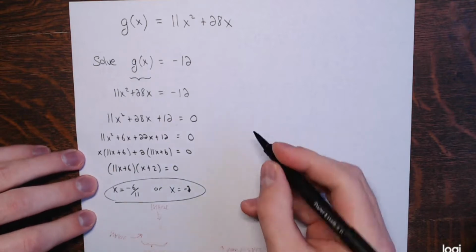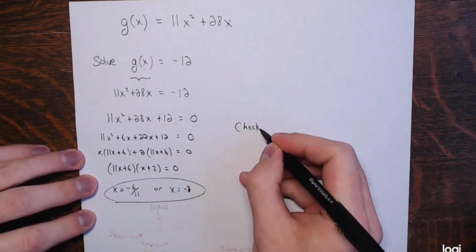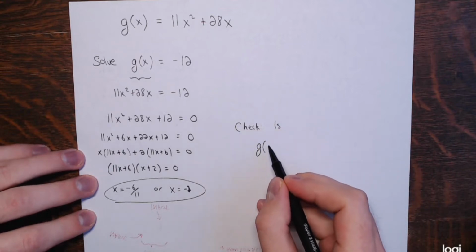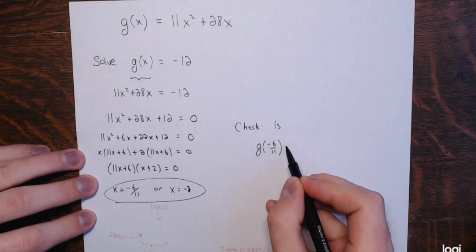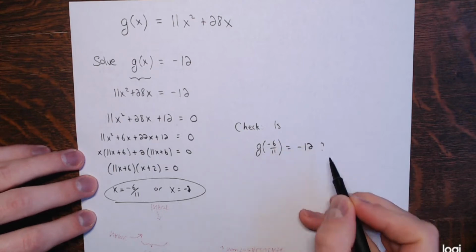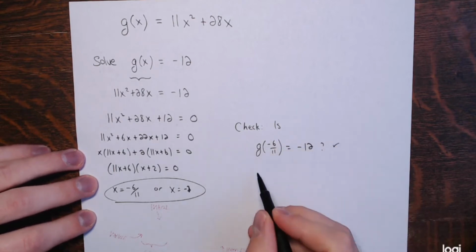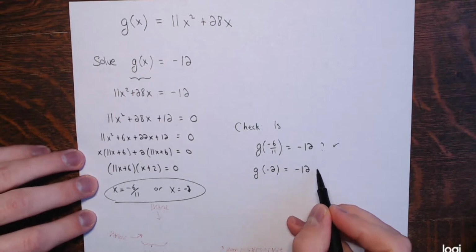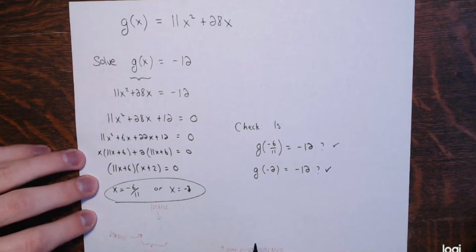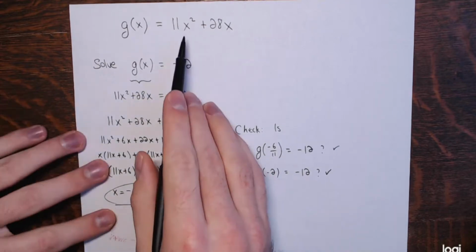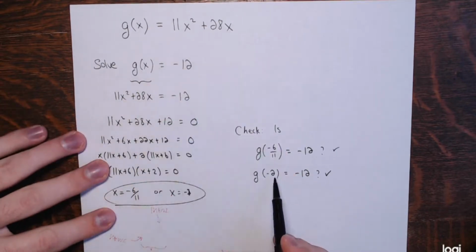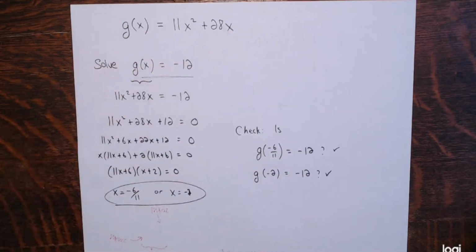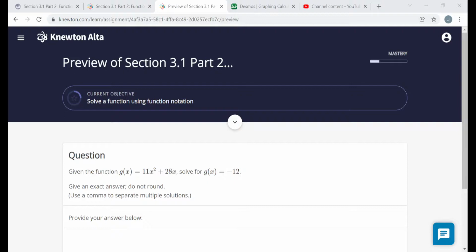And then if you wanted to check, now I'll leave this to you though, is g of negative 6/11ths equal to negative 12? And it should be. And how about g of negative 2? That should also be negative 12. Right? It should be. And I'll leave those to you though. Plug in negative 6/11ths for x, plug in negative 2 for x, and you'll see the output is negative 12. Right? If I did everything correctly, and I'm pretty sure I did.